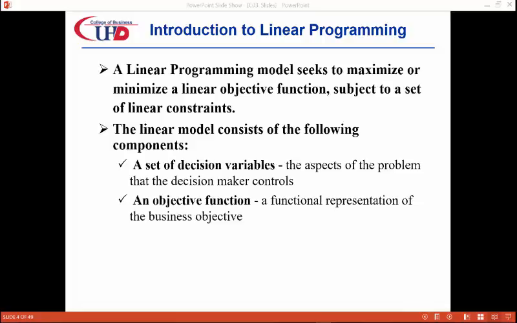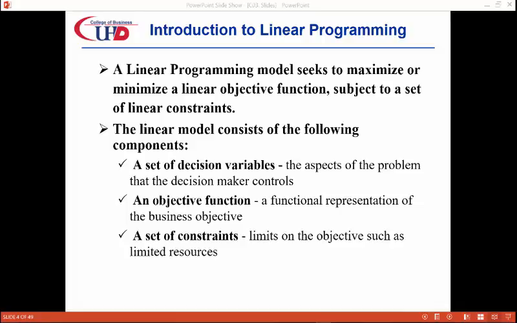An objective function. It means the goal that the decision maker wants to target. A set of constraints. They characterize all the restrictions that the decision maker must adhere to when making the decision.